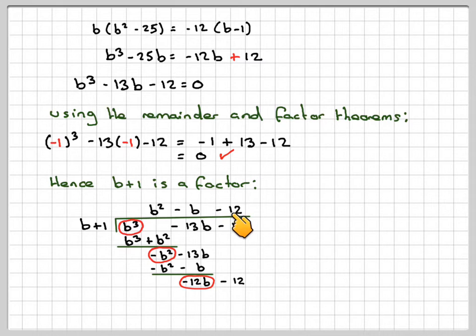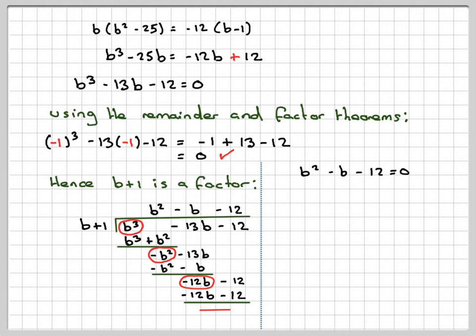And when we multiply out, we get minus 12 times b, which is minus 12b, minus 12 times 1, which gives me minus 12. When we do the subtraction, we get nothing, and we expected that because we knew there was no remainder. Right, now we need to factorise this. This is quite an easy one to factorise. It factorises down to b minus 4, b plus 3 is equal to 0. Otherwise, you have to use the idea of products and factors.